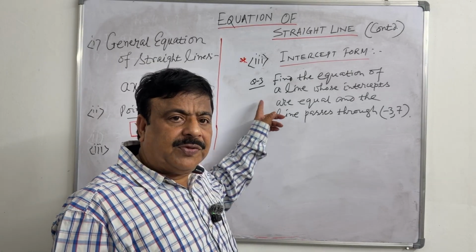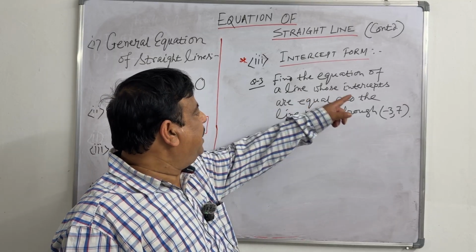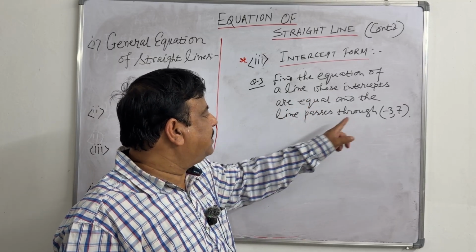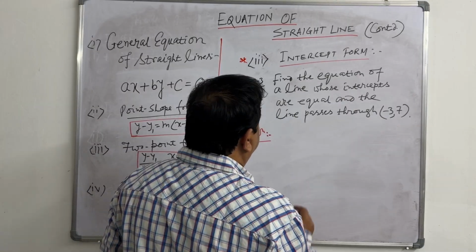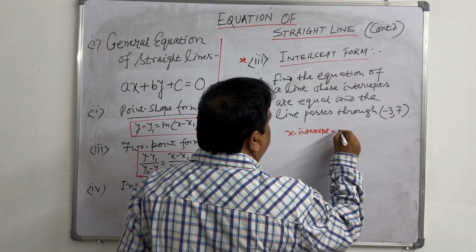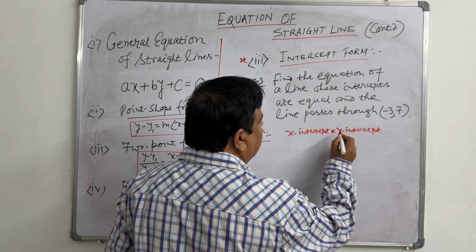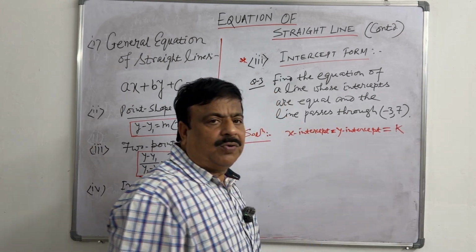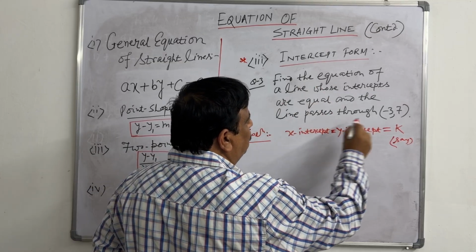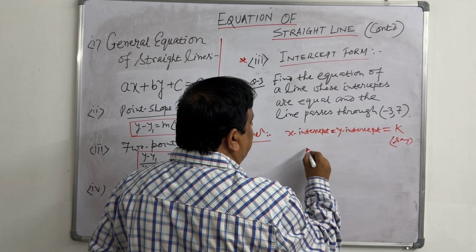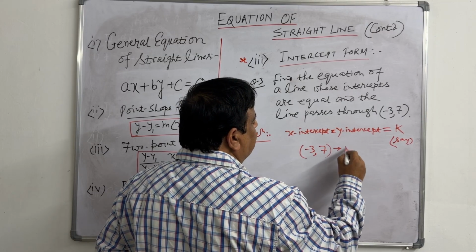This is problem number 3. What is the problem? Find the equation of a line whose intercepts are equal and the line passes through the point minus 3, 7. What is the solution? Here the x-intercept is equal to the y-intercept. Given these intercepts are equal, say both the intercepts are equal to k. And the line will pass through a fixed point, that is minus 3, 7. This is the point through which the line will pass.